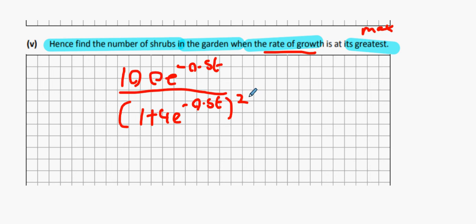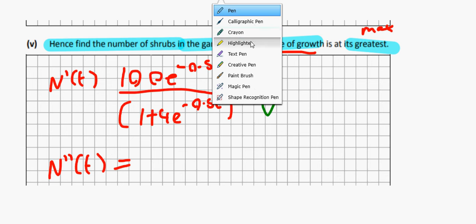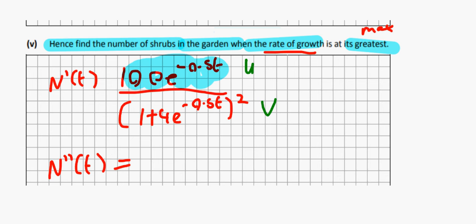You ready? When the rate of growth is at its greatest, it means its maximum, which means differentiate that again and put it equal to 0. So this is the first derivative. You're getting the second derivative and putting it equal to 0. You're going to have to put this as u and this as v and do yet another quotient rule. I will not waste your time doing this. You can attempt it using the marking scheme if you want. Alright? And long story short, what did we get at the very end?